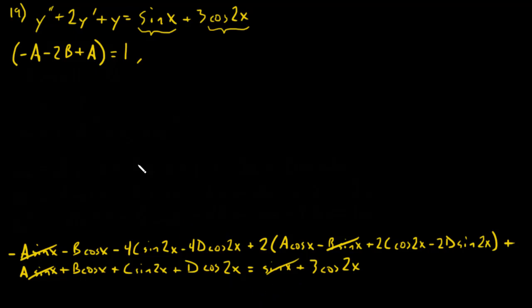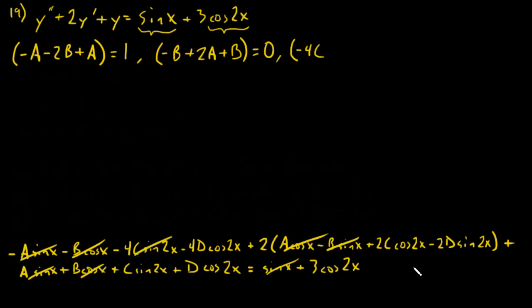Now cosine x. So I've got negative b, plus 2a, and then plus b equals 0. Then I'm going to do the sine of 2x. So the sine of 2x is going to be negative 4c, minus 4d, and my dog started barking, awesome.